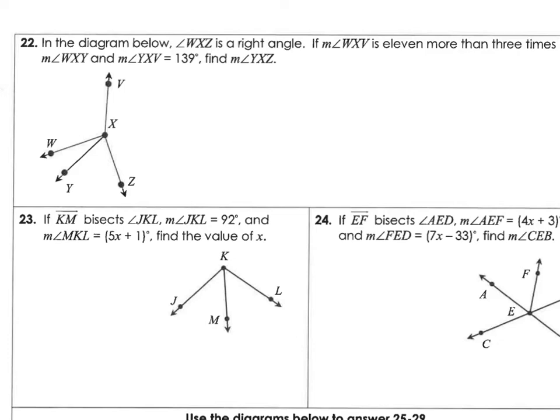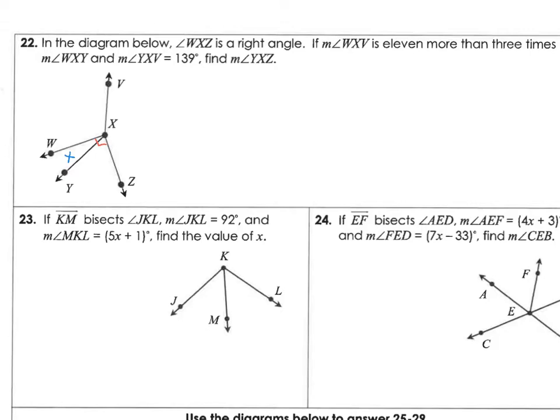Firing it up. All right, so this says that WXZ is a right angle. It says that WXV is 11 more than 3 times WXY. So if WXY is X, let's say it's X.